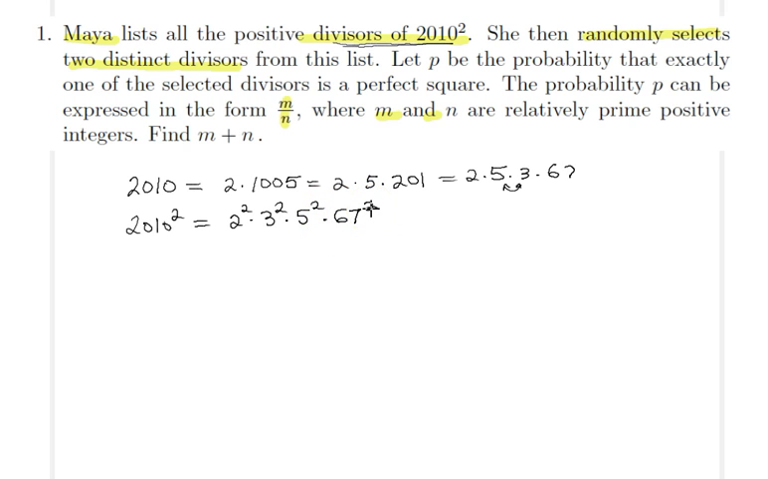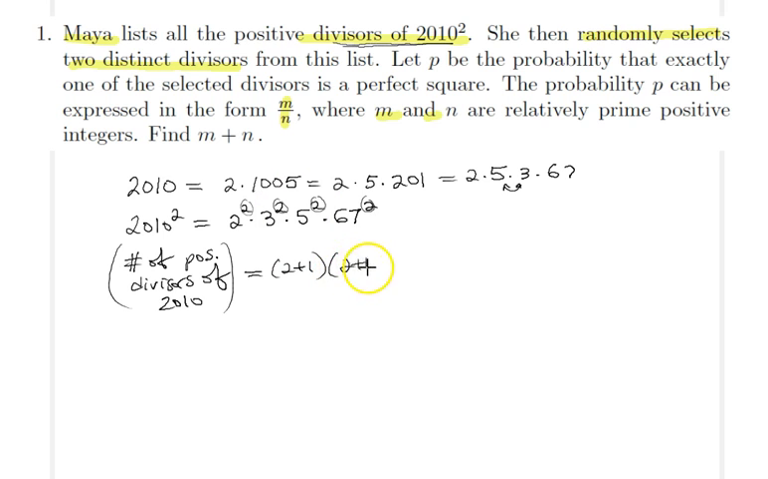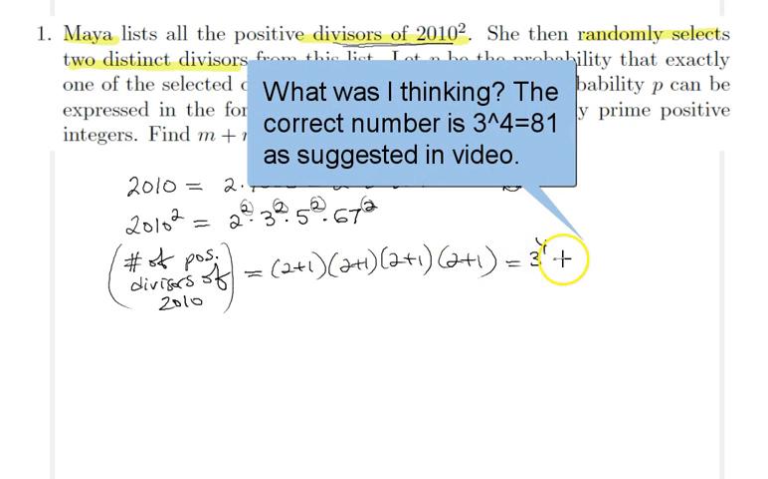So it's not too difficult to realize the total number of positive divisors of 2010 squared. You all remember the logic: we add 1 to the exponents and then we just multiply them out, and that's it. So from here we will get 3 to the power 4, which is simply 9 times 9, which is 81. So we know that 2010 squared has simply 81 positive divisors.